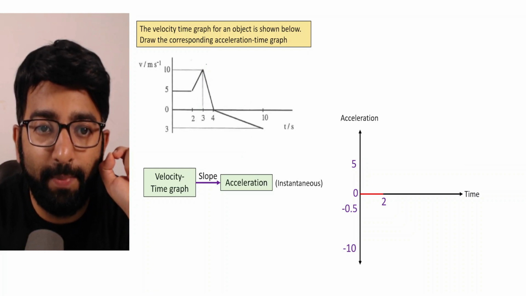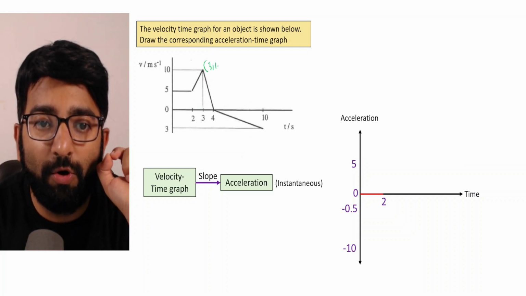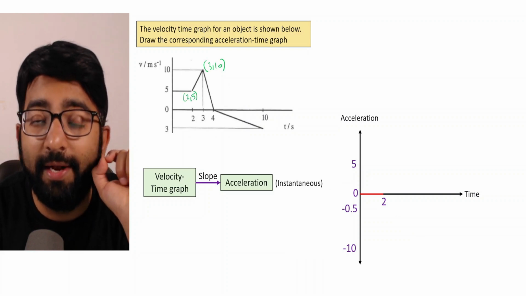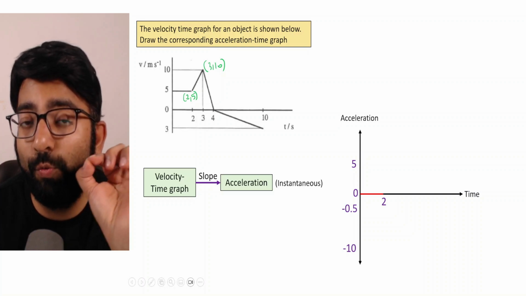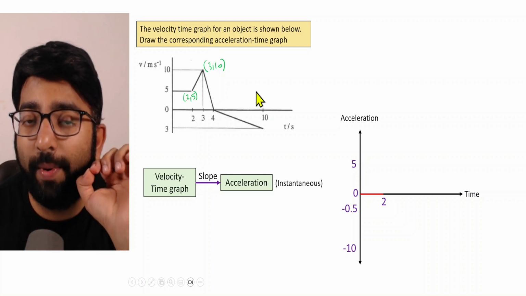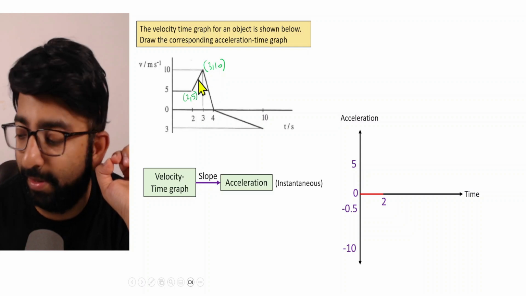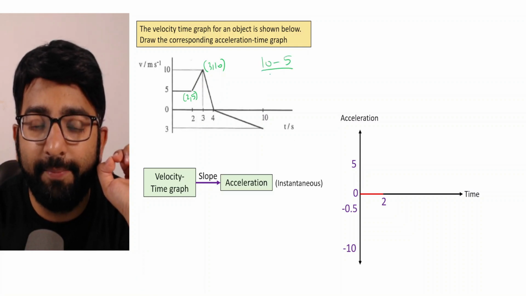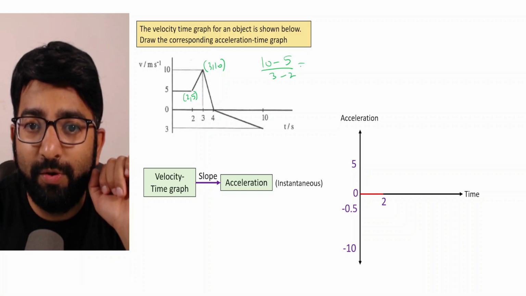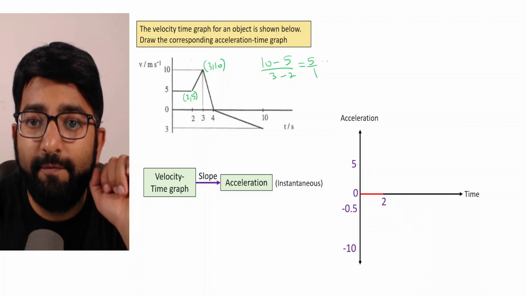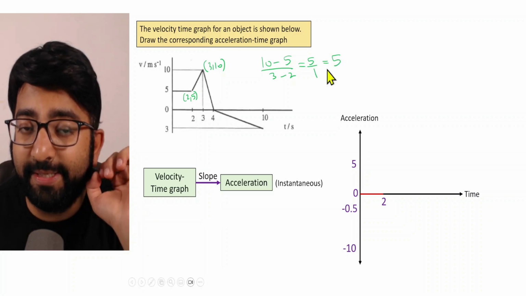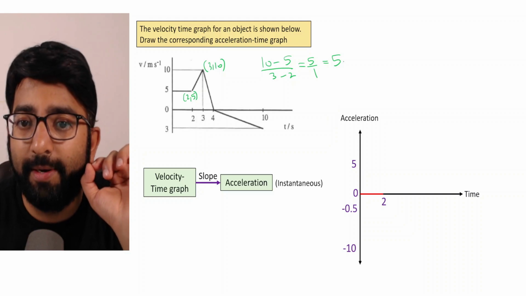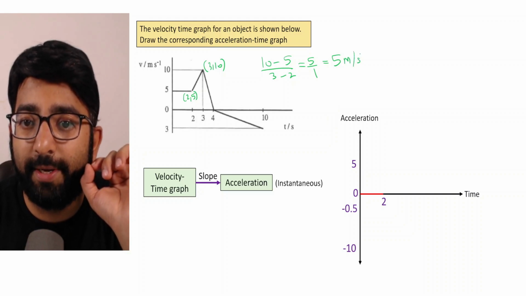So first of all, let me label the points. This is 3, 10 and the point on the left will be 2, 5. And then we will use the gradient formula y2 minus y1 divided by x2 minus x1. So the gradient of this line would be 10 minus 5 divided by 3 minus 2. And if we solve this, we will get 5 upon 1, which is equal to 5, which means the value of acceleration from 2 to 3 seconds will be 5. And let me write down the unit also, 5 meters per second square.